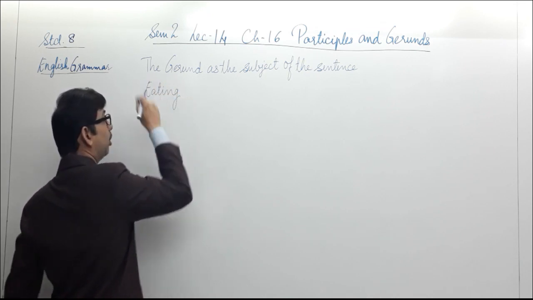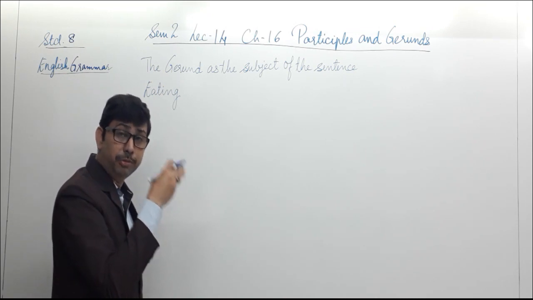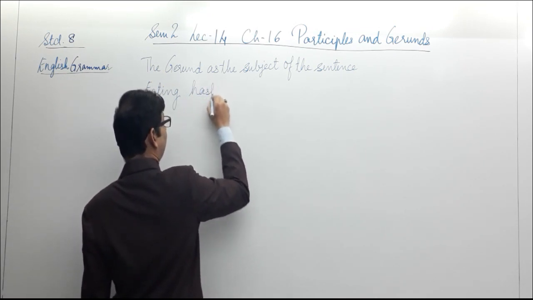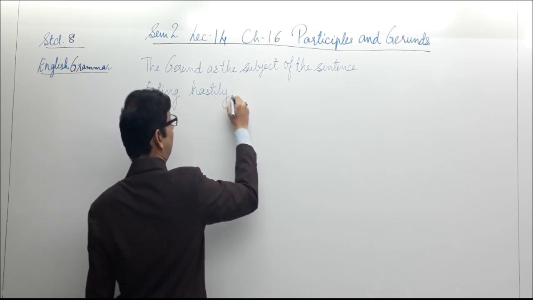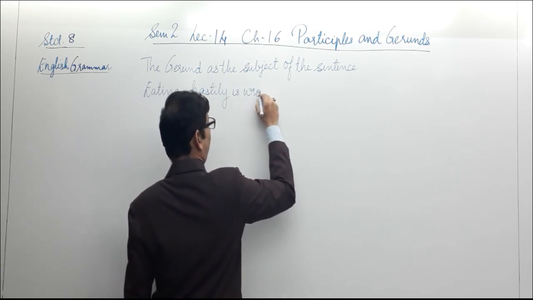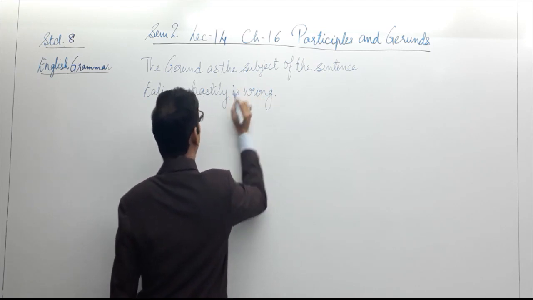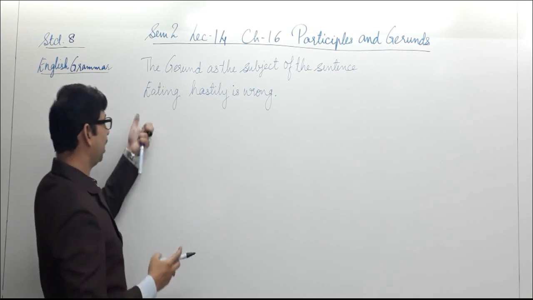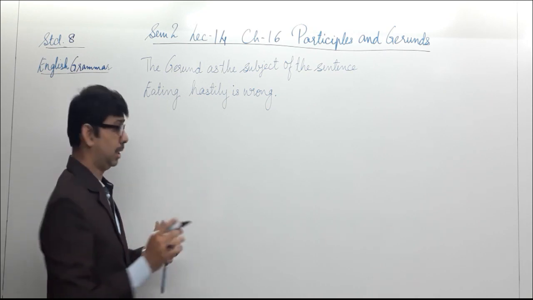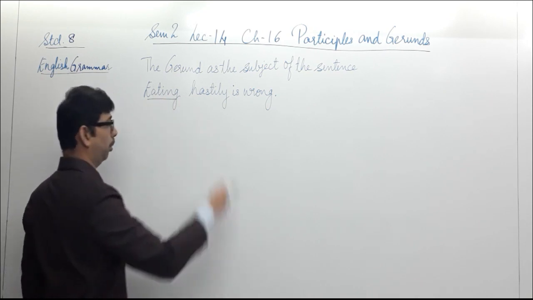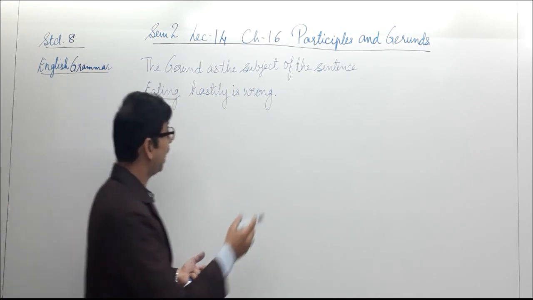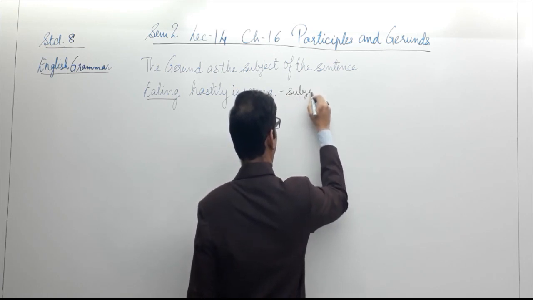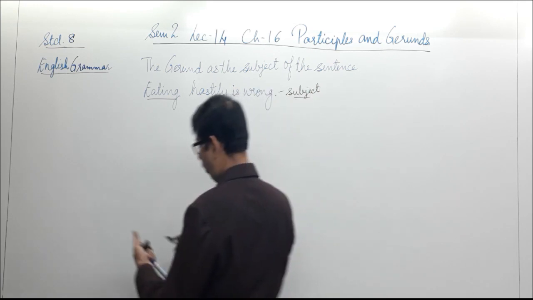Eating, so it appears to you as the verb over here, present participle. Eating hastily is wrong. Well, here the word eating is not a present participle verb over here. It only appears to us like this. It is a gerund over here, playing the functionality of a subject.